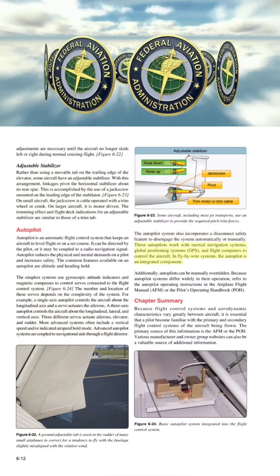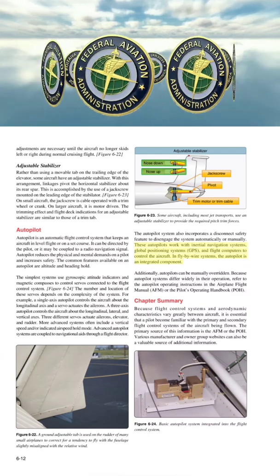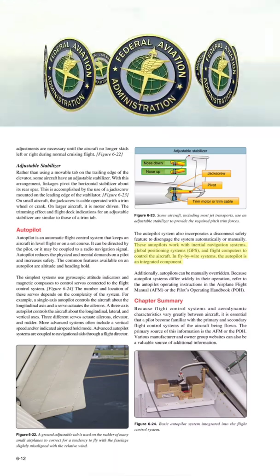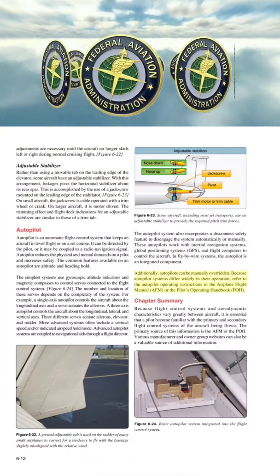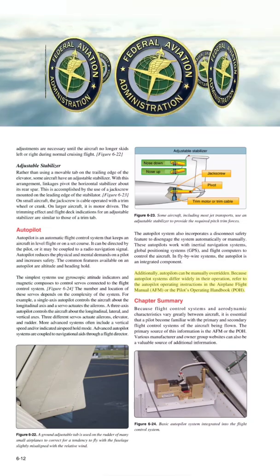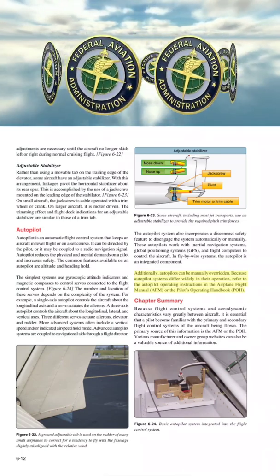These autopilots work with inertial navigation systems, global positioning systems (GPS), and flight computers to control the aircraft. In fly-by-wire systems, the autopilot is an integrated component. Additionally, autopilots can be manually overridden. Because autopilot systems differ widely in their operation, refer to the Autopilot Operating Instructions in the Airplane Flight Manual (AFM) or the Pilot's Operating Handbook (POH).